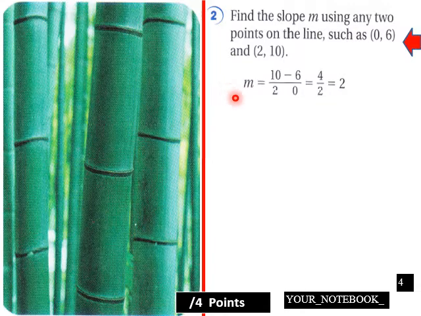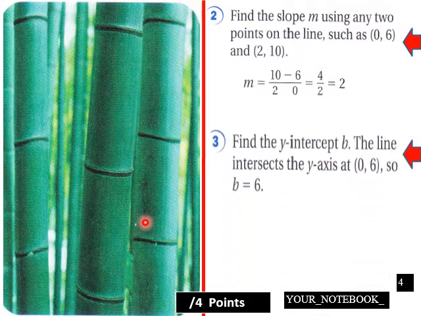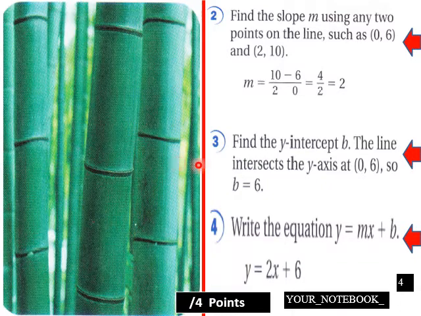So the first thing to do to write an equation of that line is to find the slope. We pick out any 2 spots, and we get 2 for m, which is our slope. And then find the y-intercept, b. The line intersects the y-axis at (0, 6), so b equals 6. If you look at the table, you'll see (0, 6) is an ordered pair. So that is your y-intercept.